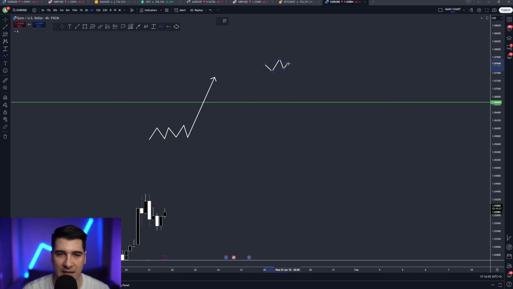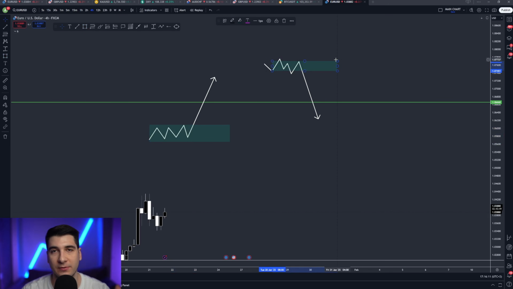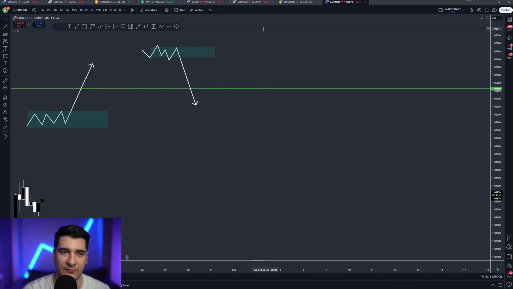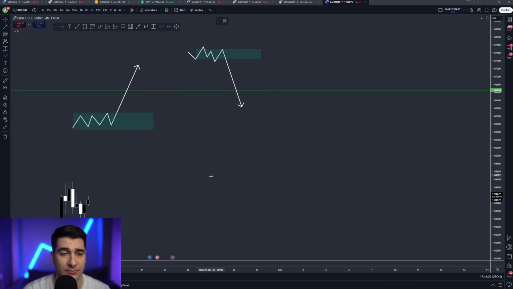So we have the same examples. We have a demand area, creating a range before the impulse move to the upside. We have a supply area, creating a range before the impulse move to the downside. But there's also some areas that are very, very effective and that I teach in my community, which I like to call the flip zones. So they're not exactly supply and demand areas, but small areas before a break of structure. But we'll go into that later in the video.